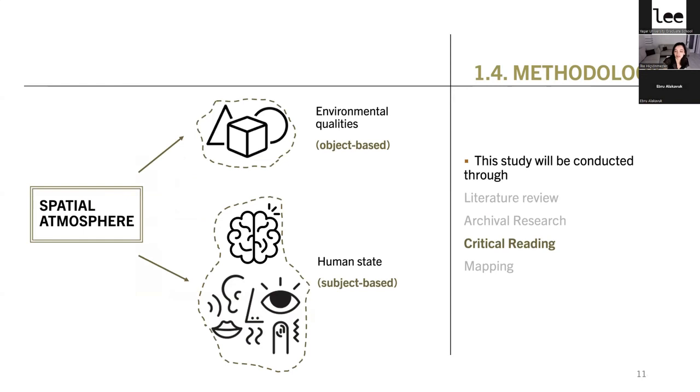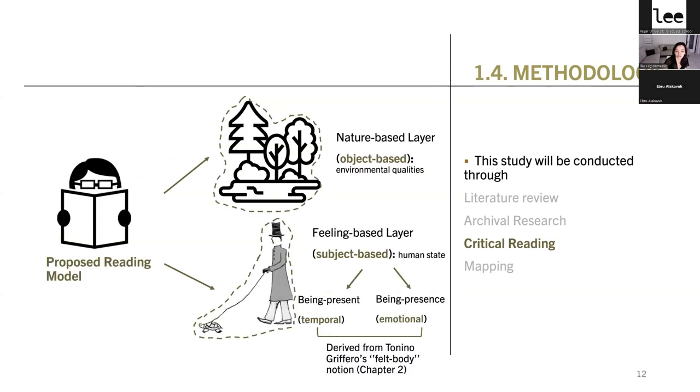The study is mainly based on the critical reading between the consecutive centuries. The atmosphere might be defined as a third presentness, having the potential to create strong relationships between environmental qualities, that is object-based, and the human states, that is subject-based, via the senses. This critical reading also shed light on the reading model as well.